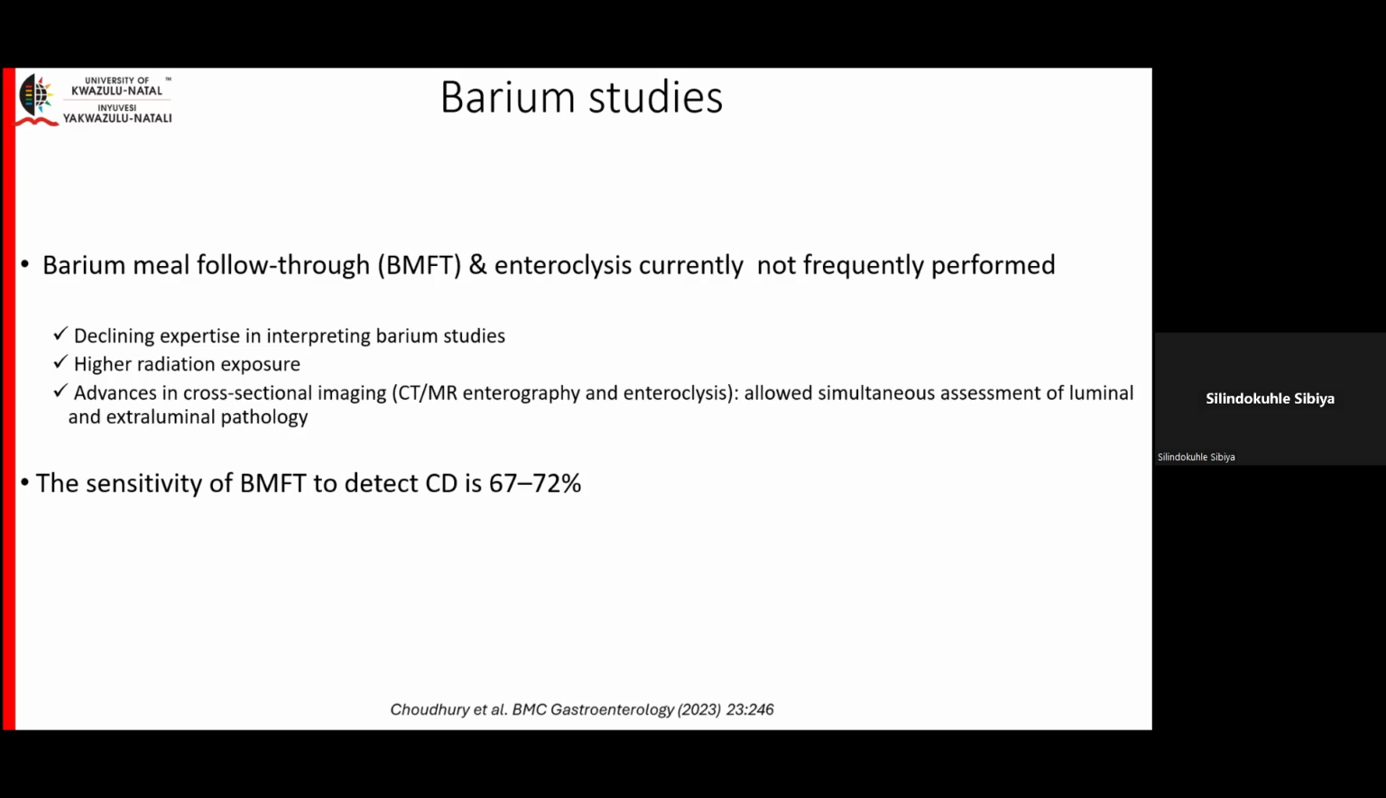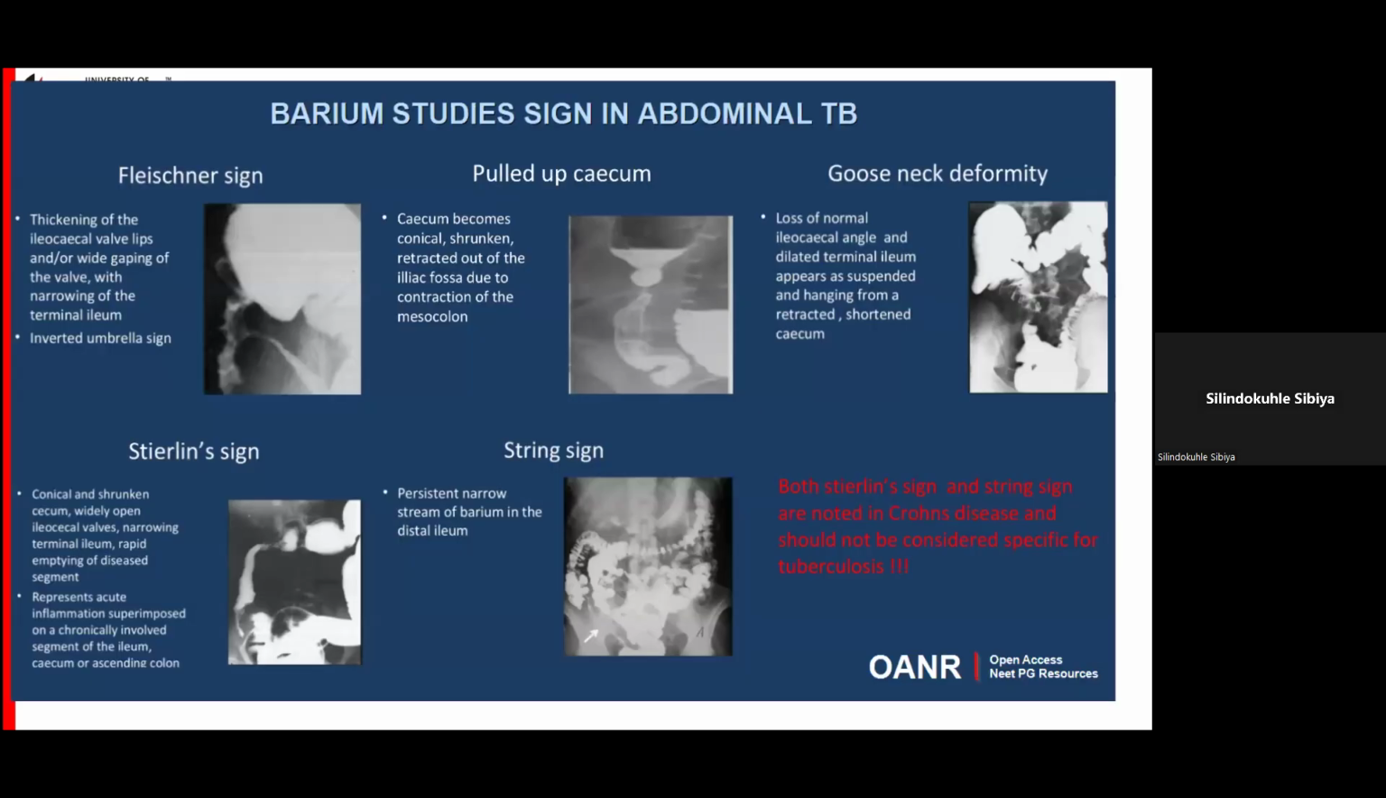The sensitivity of barium meal and follow-through in detecting Crohn's disease is 67 to 72%. On barium studies, the signs that are suggestive of TB would include the fischer sign, which is the thickening of the ileocecal valve lip and widening, wide gaping of the valve with narrowing of the terminal ileum, which is also called the inverted umbrella sign. A pulled-up cecum, a goose-neck deformity, which is loss of the ileocecal angle and dilatation, and a dilated terminal ileum, which appears as suspended and hanging from a retracted or shortened cecum.